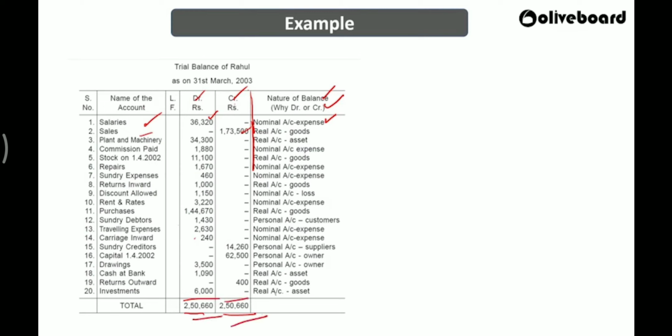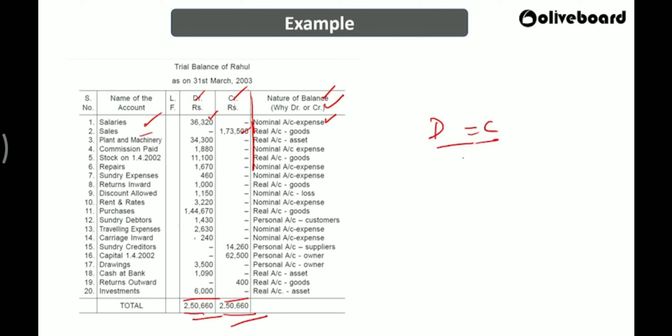We know we are following what entry? Double entry method, right? So double entry method of bookkeeping. So debit should always equal to what? Credit. Debit should always equal to what? Credit. Whether it is there or not, by preparing trial balance, we can come to know.